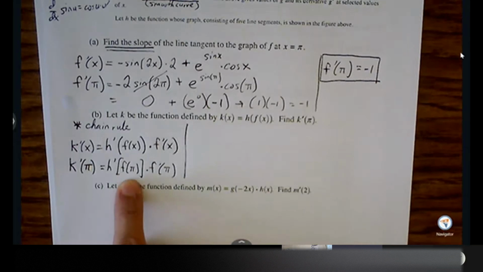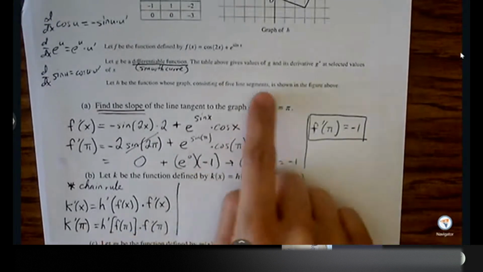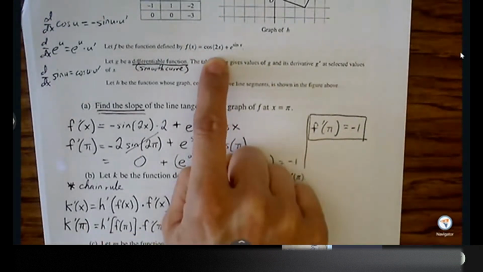Okay, so we need to find f of pi, right? F of pi, we're going to go back to the original function and actually figure out what that value is. So I'm going to go over here and plug in to find f of pi.